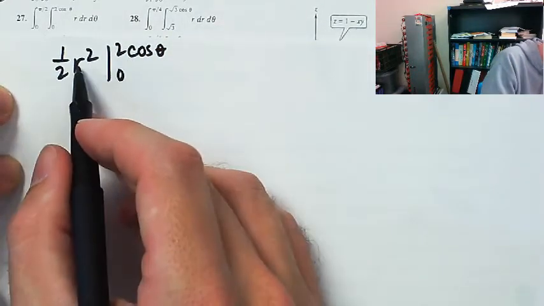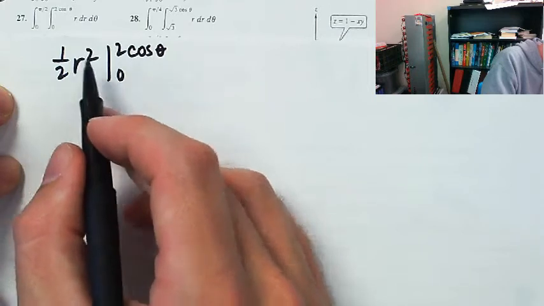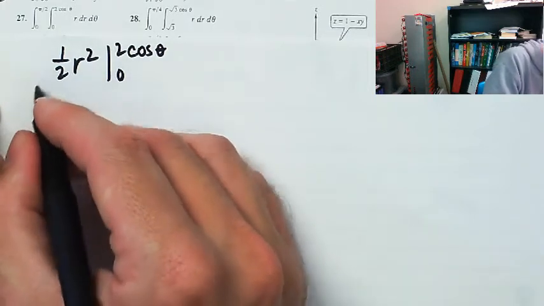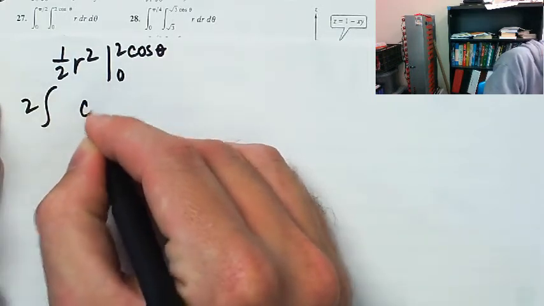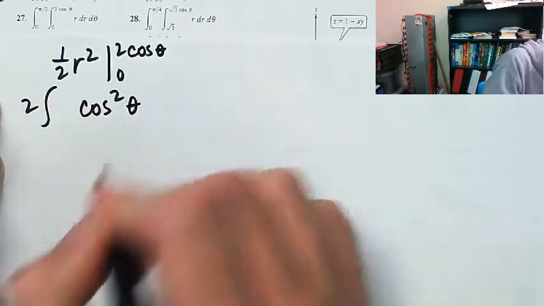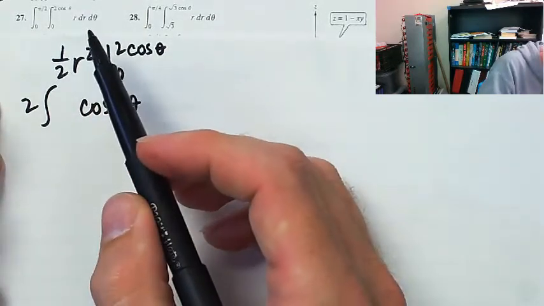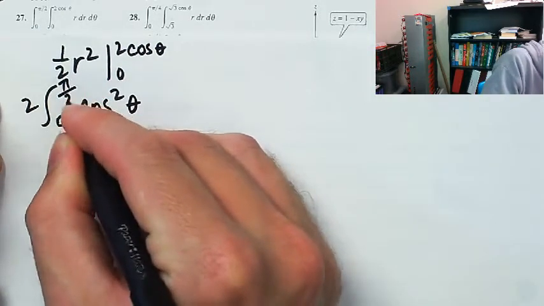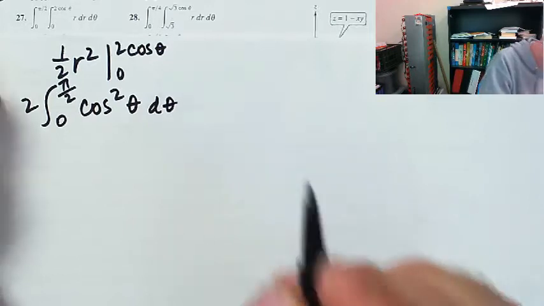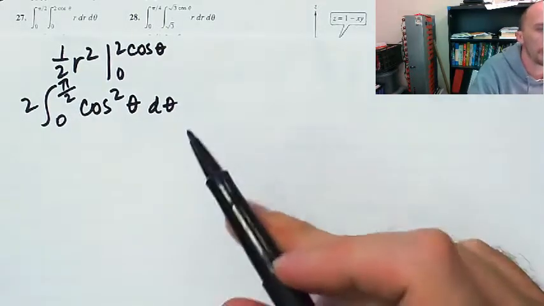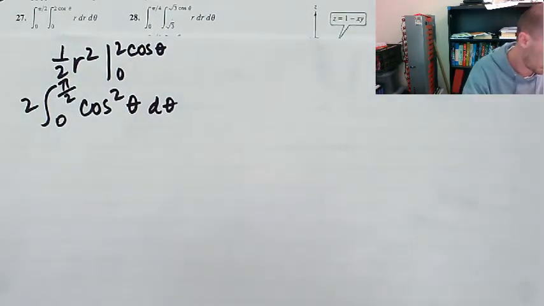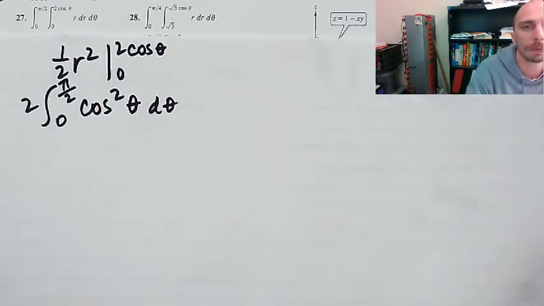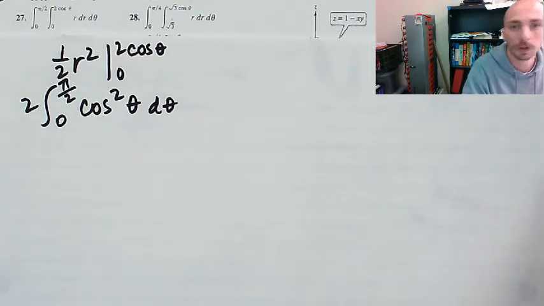Okay, so when r is 2 cosine theta, then that would be 4 cosine squared theta divided by 2, which is 2 cosine squared theta. And we're going to integrate that from 0 to pi over 2 d theta. Okay, now this is the type of antiderivative that I've shown you how to do before. You need to use a reduction of power formula, and if you want to do that by hand, I will copy that in here real quick.